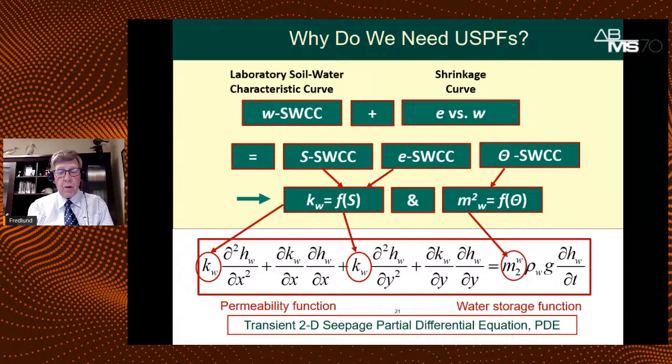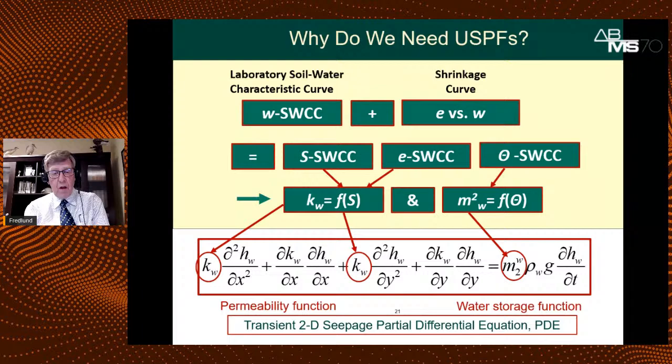It is the partial differential equation shown at the bottom of the slide. There are two soil property functions required in order to solve this equation, namely the permeability function and the water storage function. The primary difference between saturated water seepage and unsaturated water seepage lies in the fact that the two material properties related to water flow take on the form of nonlinear functions of soil suction. And this creates a nonlinearity in the partial differential equation, which needs to be solved using an iterative procedure.